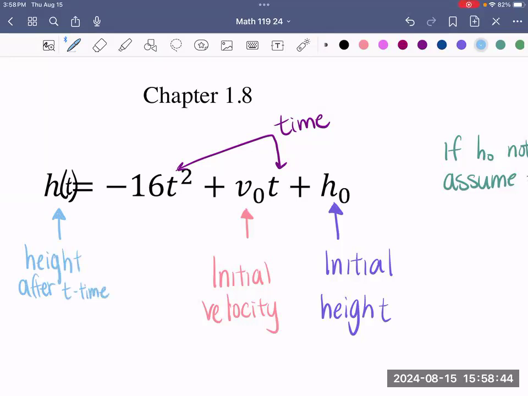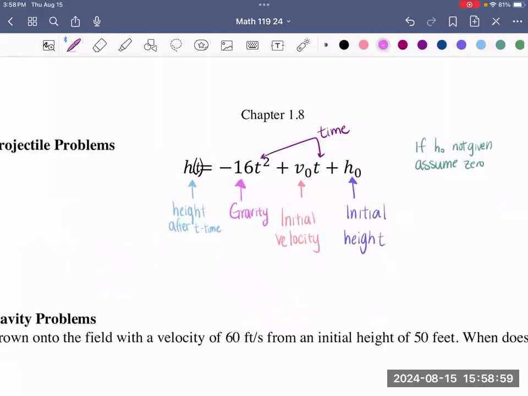Now the last thing we want to take a look at is this -16. This -16, right? What goes up must come down is gravity. That is your gravity. So as you're going through your projectile problems, they should all have this formula or this structure. And if you're wondering whether I give it to you on a test, the answer is no, most likely. I also do not give you the quadratic formula, so that is another one you will have to memorize.